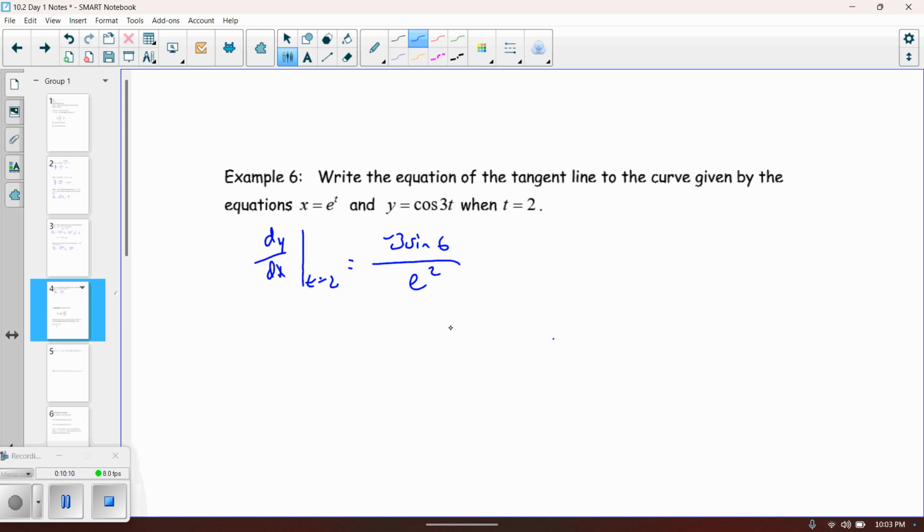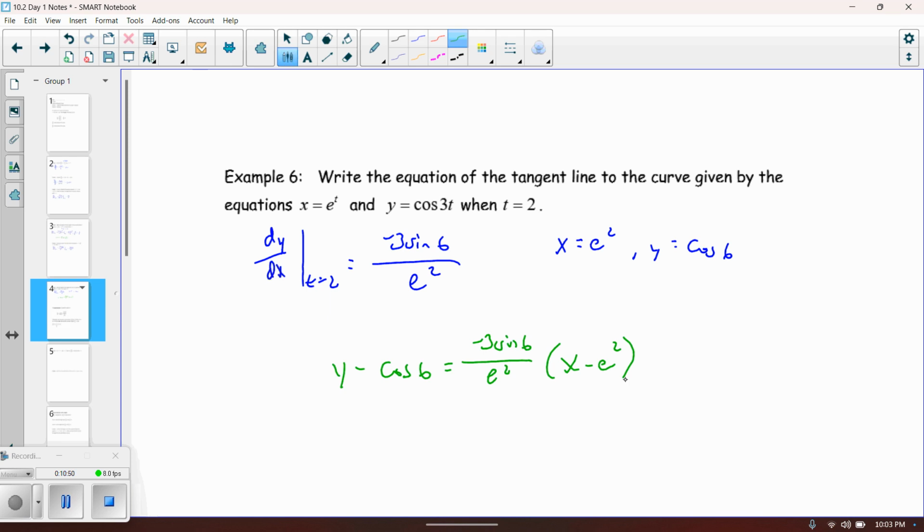So really all we need to write the equation of the tangent line, because we now have the slope, is the x and y values. So let's see, x is going to be e squared, y is going to be cosine of 6. Plug all that stuff into point slope form and we are good. y minus cosine of 6 equals our slope, which is negative 3 sine of 6 over e squared, times x minus e squared. And that is the equation of the tangent line.